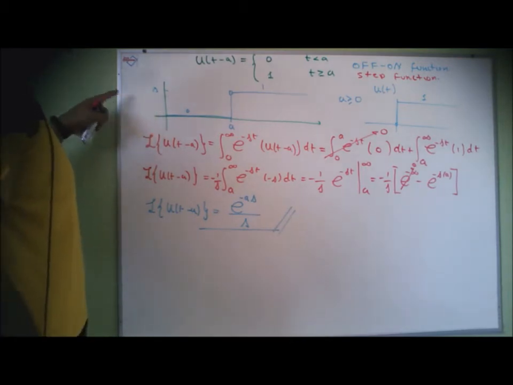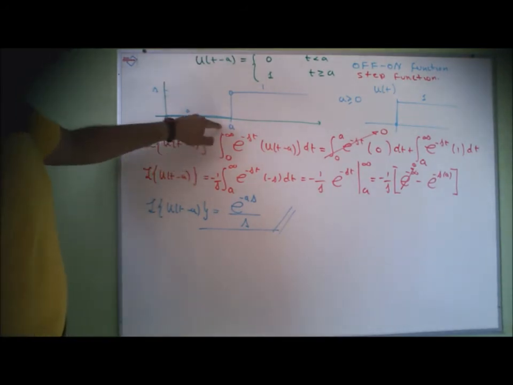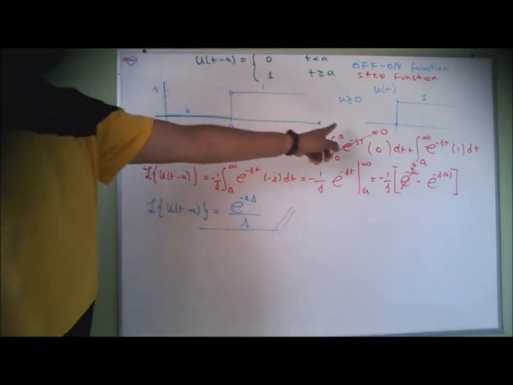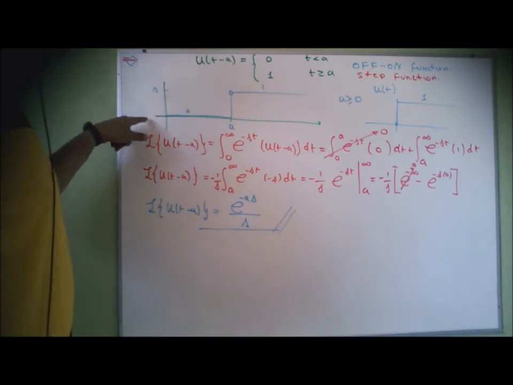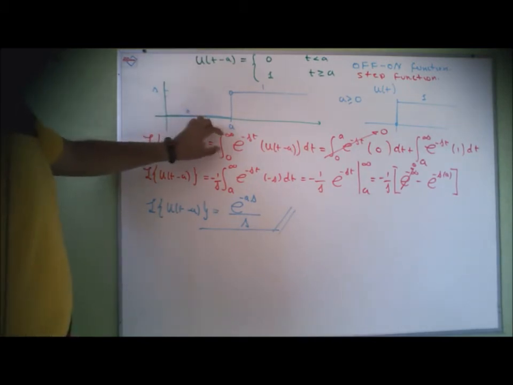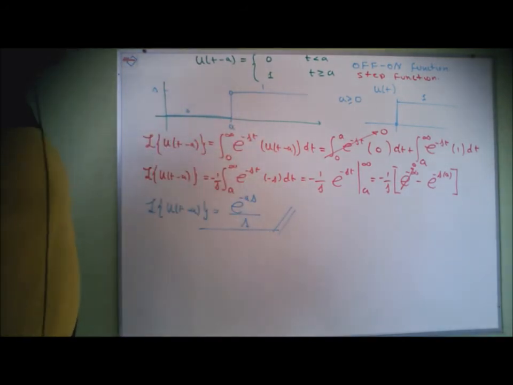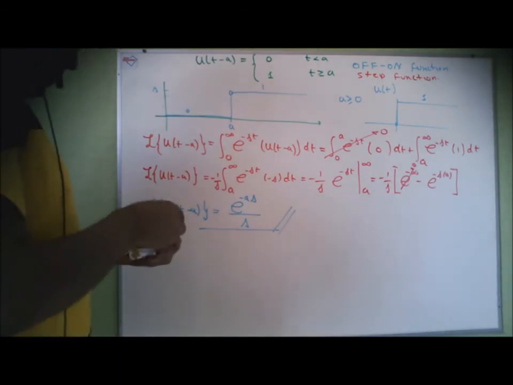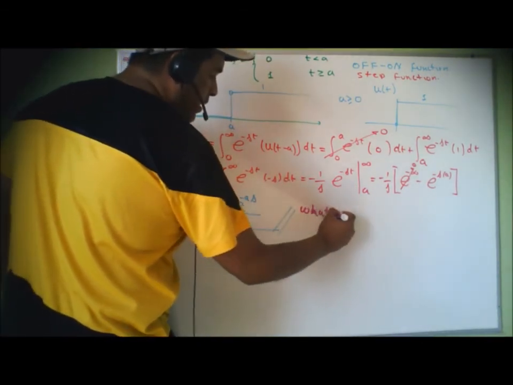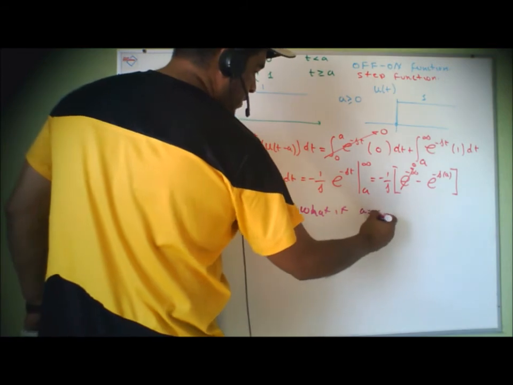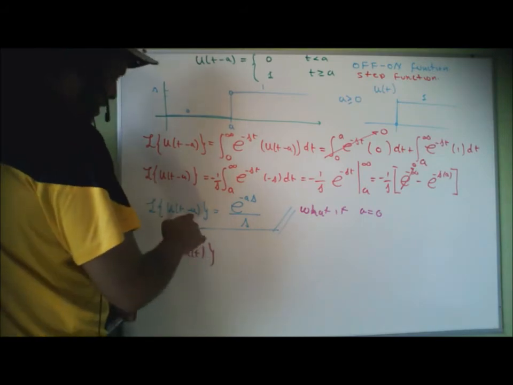Now, why can it not be negative? Well, it cannot be because the Laplace transform is defined from 0 to infinity. So you cannot go before, in the negative part, because that is not the definition of the Laplace transform. So that is one of the reasons that a should be greater than or equal to 0. Now, what happens if a is equal to 0? It will be the Laplace transform of u of t, because a is equal to 0.